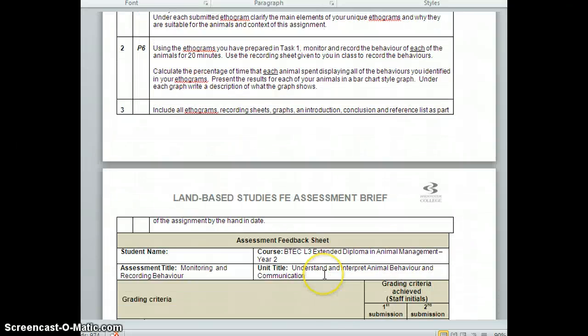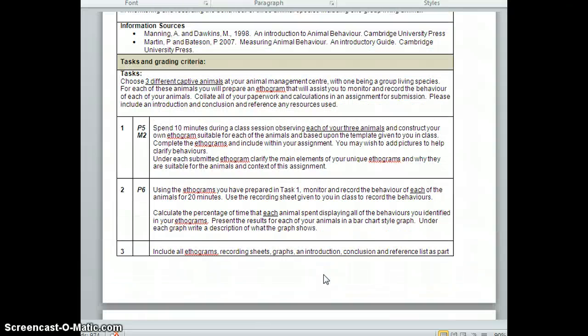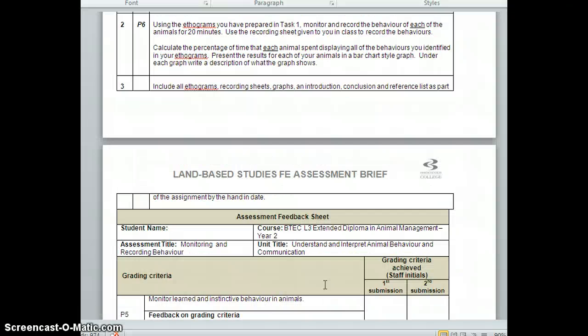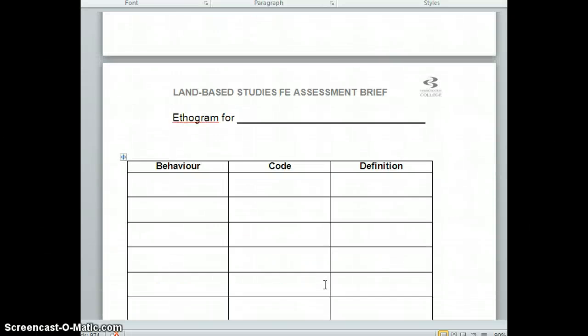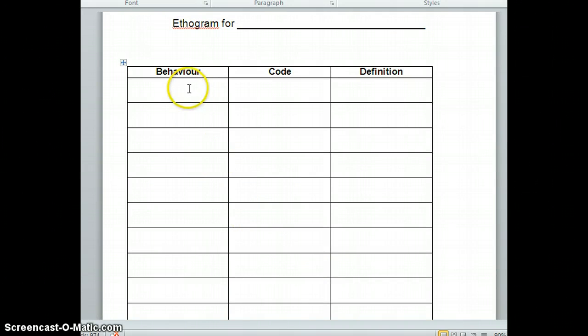So what you should include in this assignment is you should have 3 ethograms, each being separate to one another, each having specific behaviours for that animal. So with the ethogram, the behaviour, for example, would be sleep, code S, definition would be eyes shut, resting for more than 30 seconds.